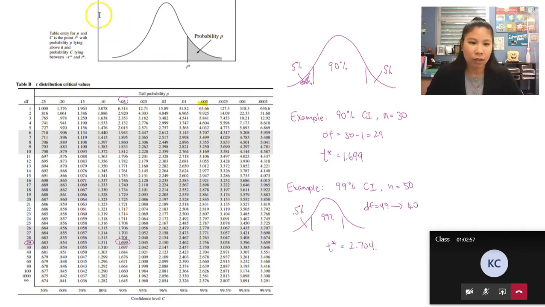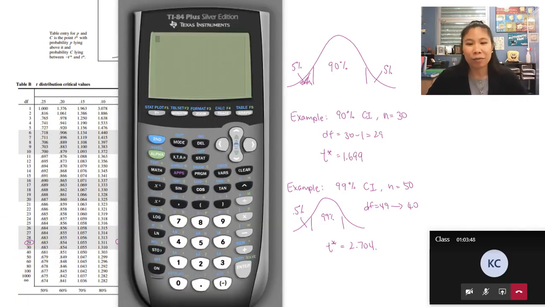Okay, so this table then obviously is not going to be the most accurate, just because whenever we have to round down like that with our degrees of freedom, it gets a little awkward. We're going to be not quite as accurate as we want. So that's why we have a graphing calculator. So a graphing calculator will be much more accurate because it doesn't skip degrees of freedom like this. So using my graphing calculator, let's say I'm trying to find the T star, the critical value for a 90% confidence interval where n equals 30.